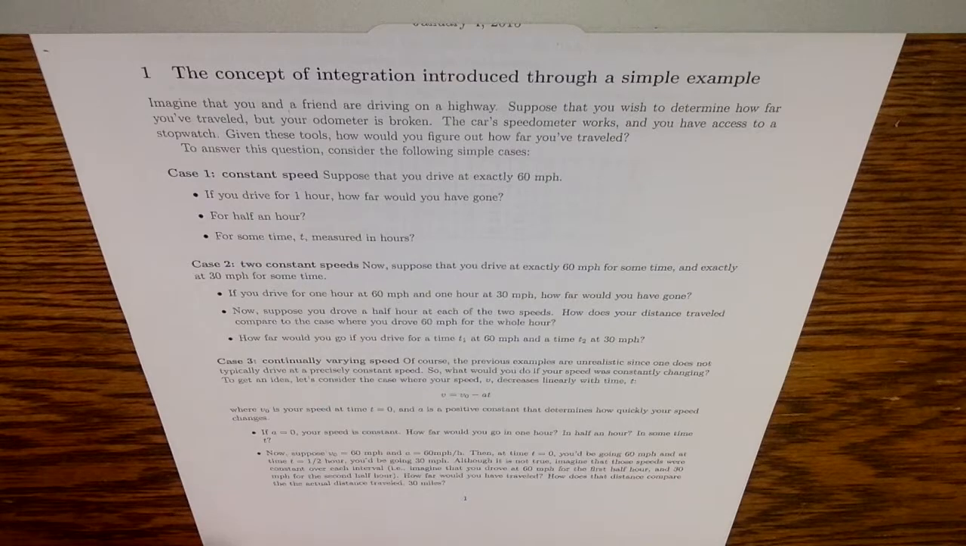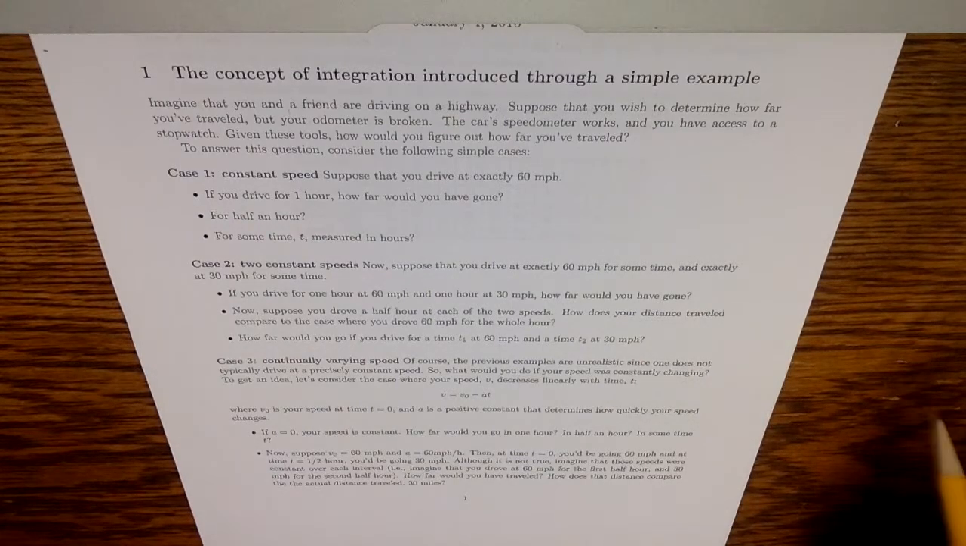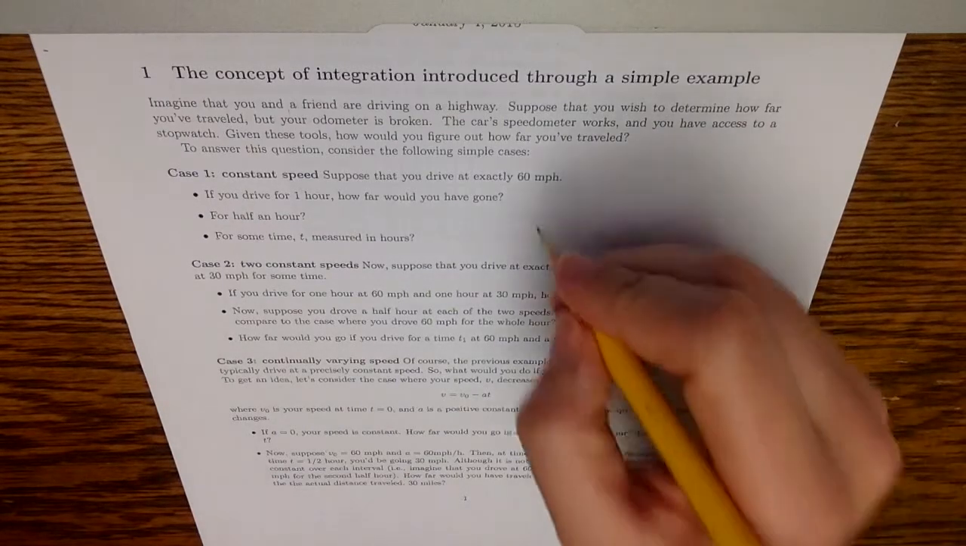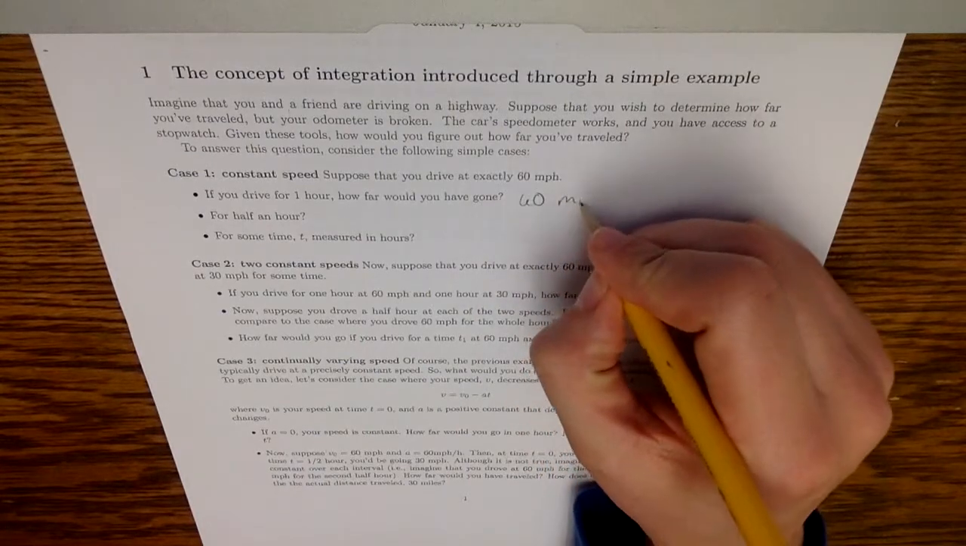Okay, so we began with some simple cases. The first case is if you are traveling at a constant speed. So you're on cruise control, and you can guarantee that you're driving at exactly 60 miles per hour at all times. So in that case, if you drive for 1 hour, you will have traveled 60 miles.